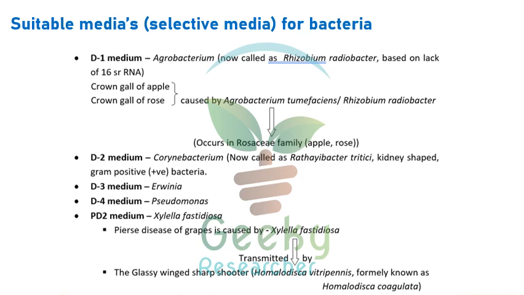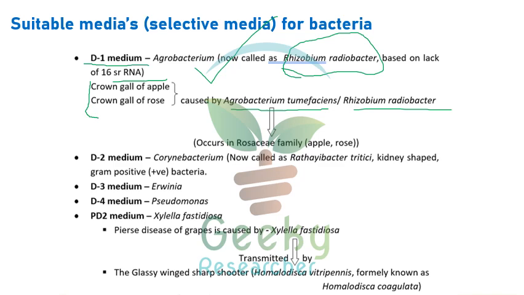So the next one is the suitable media for bacteria. This is very, very important. So when it comes to suitable media, D1 medium is a selective medium for Agrobacterium. Now Agrobacterium is called Rhizobium radiobacter based on 16S rRNA. We know very well that crown gall of apple, rose and all the stone fruits is caused by Agrobacterium tumefaciens. Now it is called Rhizobium radiobacter, especially occurring in the Rosaceae family. We can clearly observe that it is apple and rose. And D2 medium is selective for Corynebacterium. Now it is called Rathayibacter tritici.